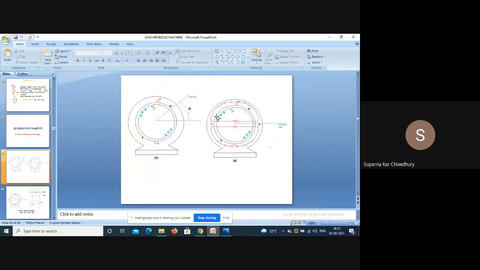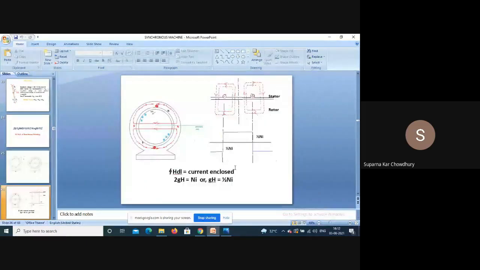Now, for this particular figure, this field is like this, because this is the axis of the armature coil. It's a static winding. Even the value, we can calculate from here, using Ampere's circuital law: the integral of H dl equals the current enclosed.